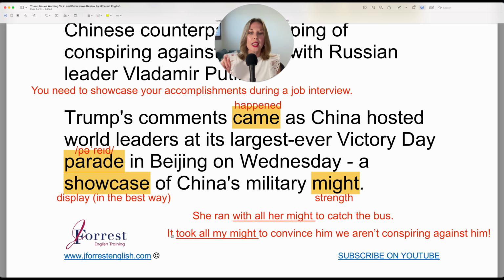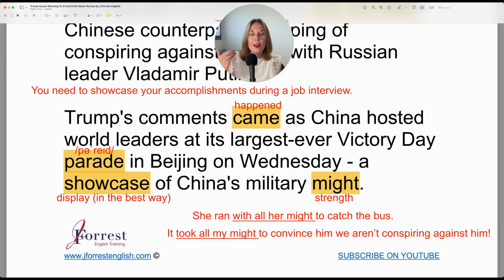Now, you might also say, it took all my might. So notice the might is reflexive, my might, but it's starting with it took. It represents the situation. It took all my might to convince him we aren't conspiring against him. So in this case, maybe it's not physical strength, maybe it's mental strength and energy, because I had to explain to him, show him the proof, explain the real situation. By the end, I was exhausted just from all the talking.